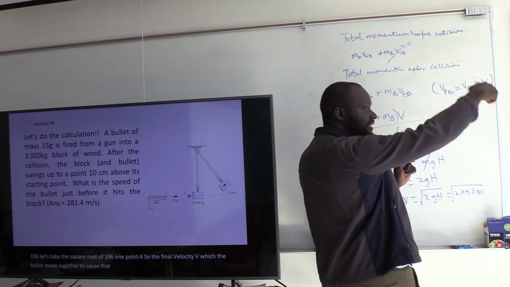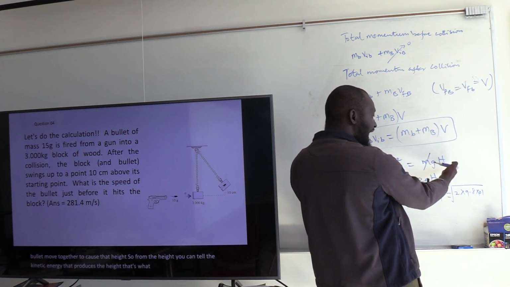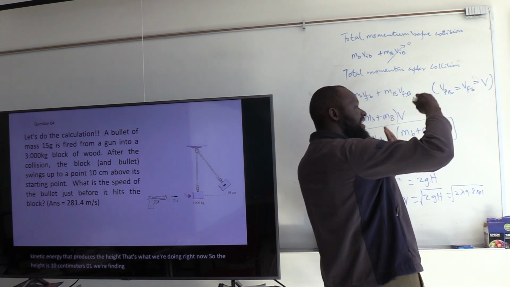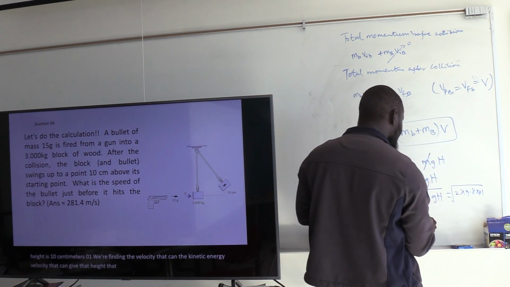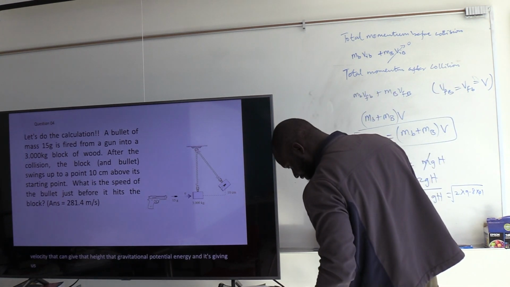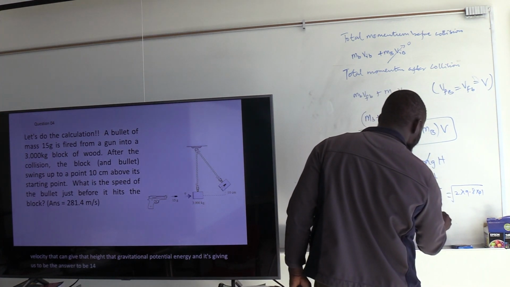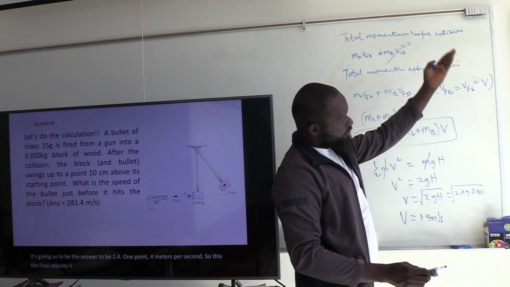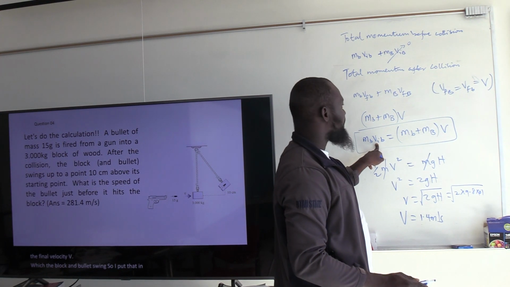So from the height, you can tell the kinetic energy that produces the height. That's what we are doing right now. The height is 10 centimeters, 0.1 meters. We are finding the velocity that can give that height, that gravitational potential energy, and the answer is 1.4 meters per second. So this is the final velocity V with which the block and the bullet swing. I put that in here, and I can find the velocity of the bullet.